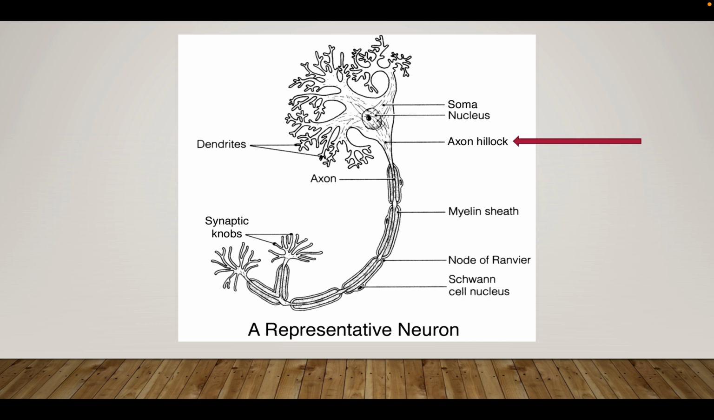Okay, so again, you wouldn't be at threshold, you would not get an action potential, and so you would have nothing be propagated along the axon of your neuron.